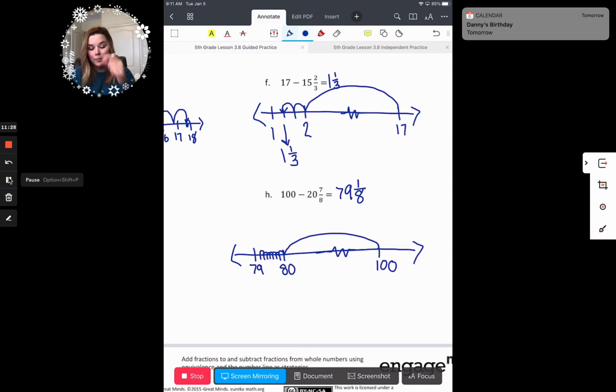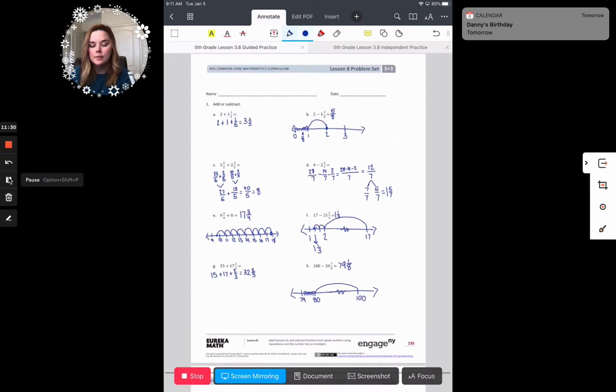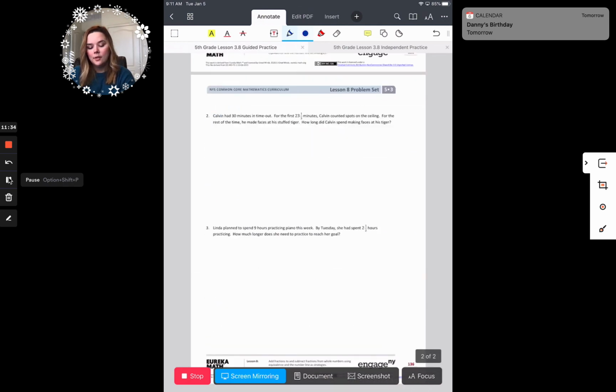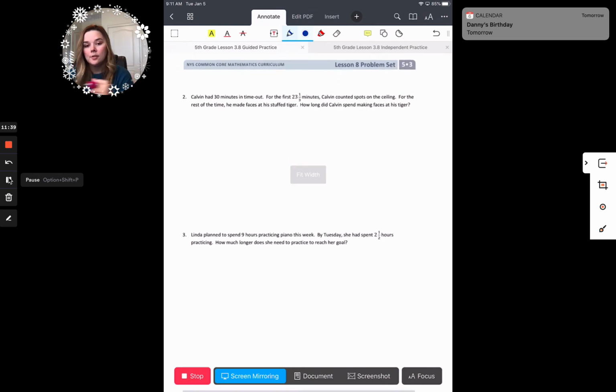Alrighty, so we have a couple of different methods here for solving these. So let's take a look. We have 2 word problems here. So I want you to pause and try working out these word problems using whichever method you prefer. And then you can pop back in if you get stuck or to check your answer.